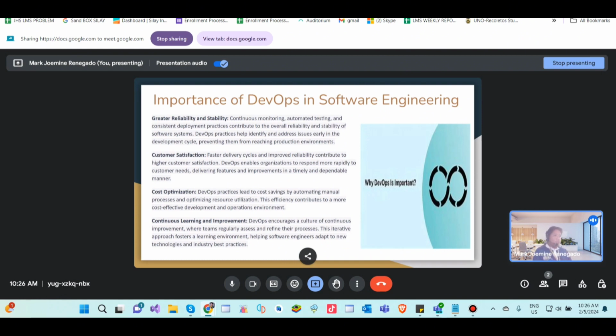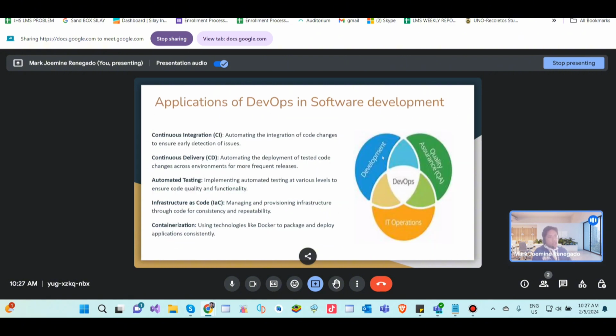And last but not the least is continuous learning and improvement. So DevOps encourages a culture of continuous improvement where teams regularly assess and refine their processes. This iterative approach fosters a learning environment, helping software engineers adapt to new technologies and industry best practices.